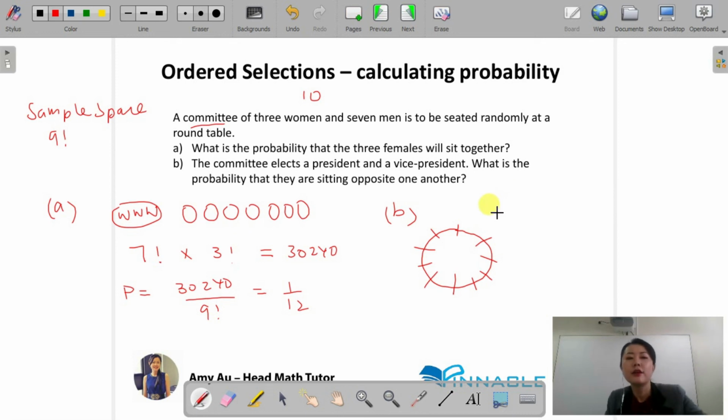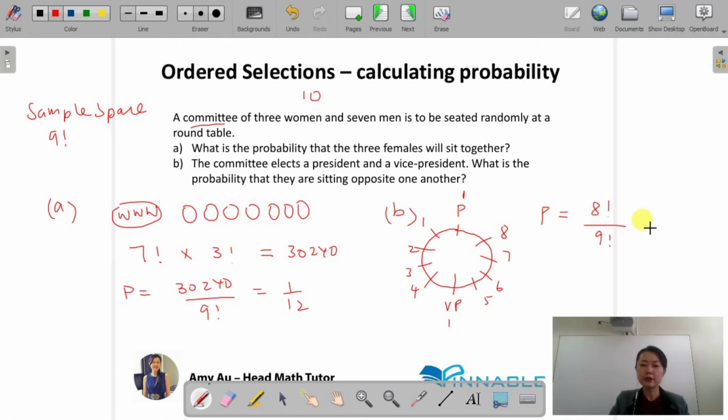All right, so the second part. Okay, the committee elects a president and a vice president. What is the probability they sit opposite one another? So put the president down first. One way to put the president. Once you put the president down, vice president, one way, because it has to be opposite the president. And then the remaining people, it's just 8, 7, 6, 5, 4, 3, 2, 1. So the probability is equals to 8 factorial on 9 factorial, which is 1 on 9.